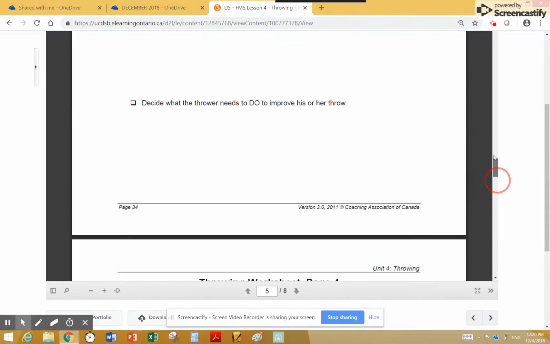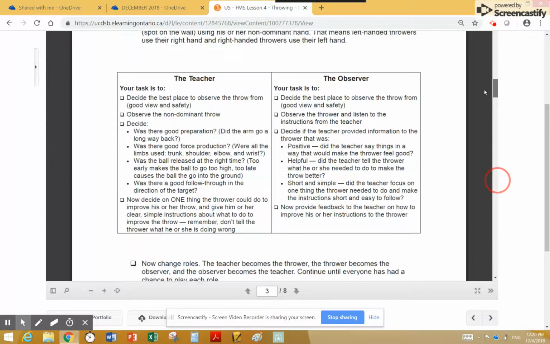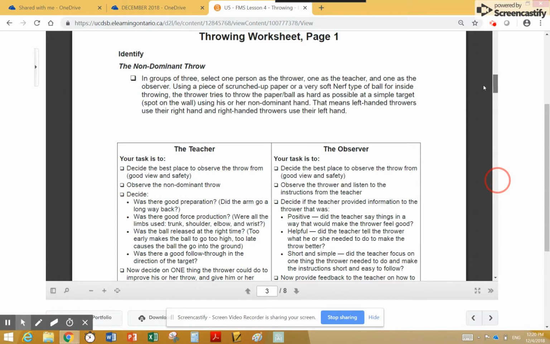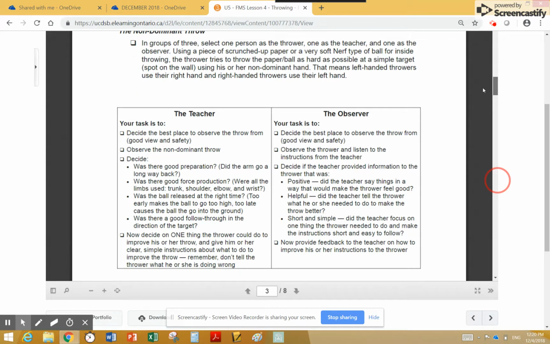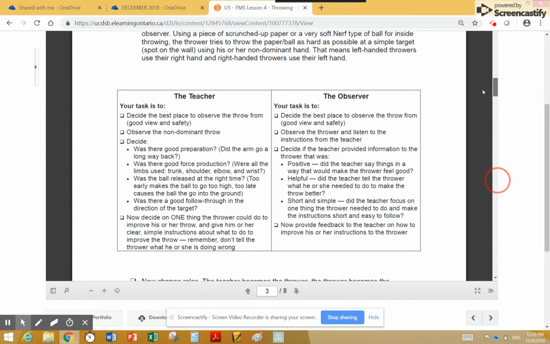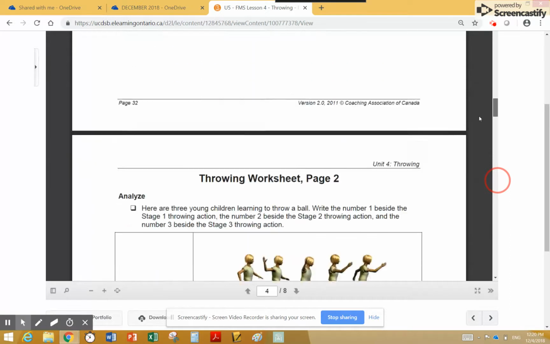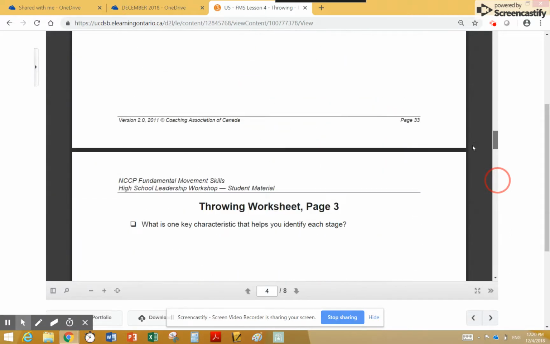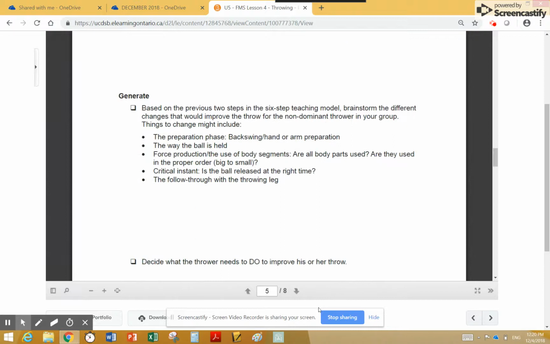Okay, so if we go back up, this was the assignment right here. So again, non-dominant throw, and you're going to try to teach somebody and then observe all the different things that were going on in this situation. You can look at the rubric. It helps to give you an idea of what the wording is that you're going to use to complete this assignment.